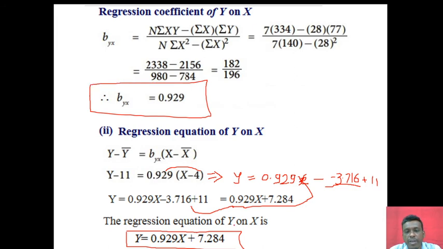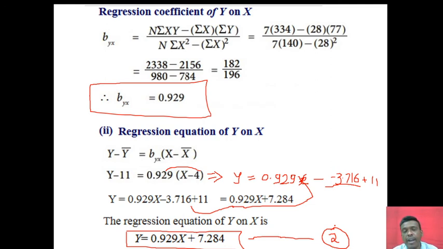Now I am writing this as equation number 2. We have two equations, one is x on y and the other is y on x. So we just name them for identification purposes. Later on we need it. This is your regression equation. If they have asked you only for the regression equation, this gets over.